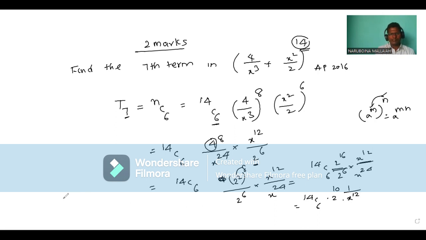You can write it as 14C6, 2 to the power of 10 and x to the power of minus 12. So to remove this 1 by, send this x to the power of 12 to the numerator, it will become minus 12. Okay.